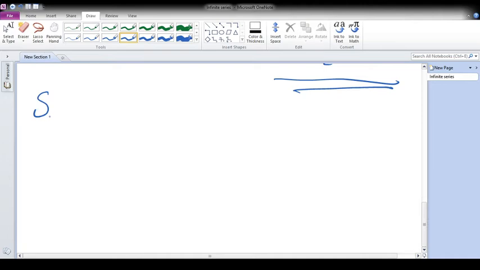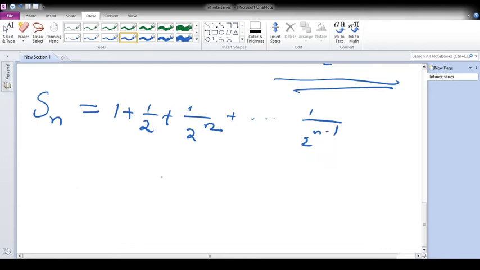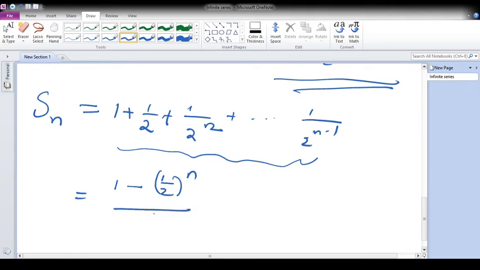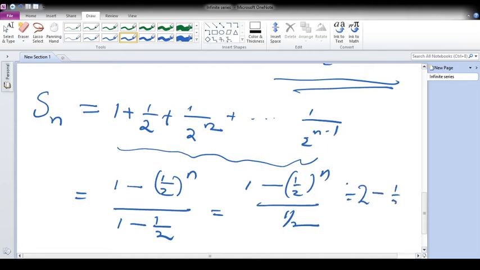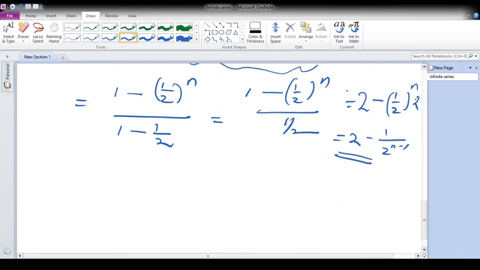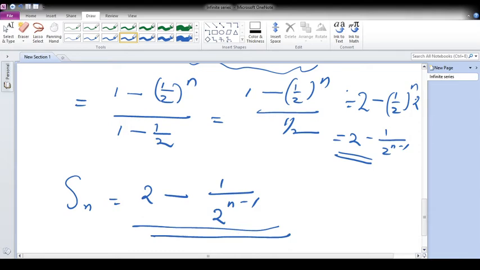So we need to find Sn, the n partial sum. We can write 1 plus 1 by 2 plus 1 by 2 square plus etc. 1 by 2 power n minus 1. The nth term is 1 by 2 power n minus 1. So this is a geometric series. We know the geometric series sum is a times 1 minus r power n by 1 minus r. So 1 minus 1 by 2 power n by 1 minus 1 by 2, which is 1 minus 1 by 2 power n by 1 by 2. So we can write 2 times 1 minus 1 by 2 power n, that is equal to 2 minus 1 by 2 power n minus 1. So this is the n partial sum: Sn equal to 2 minus 1 by 2 power n minus 1. This is the n partial sum of the given series.